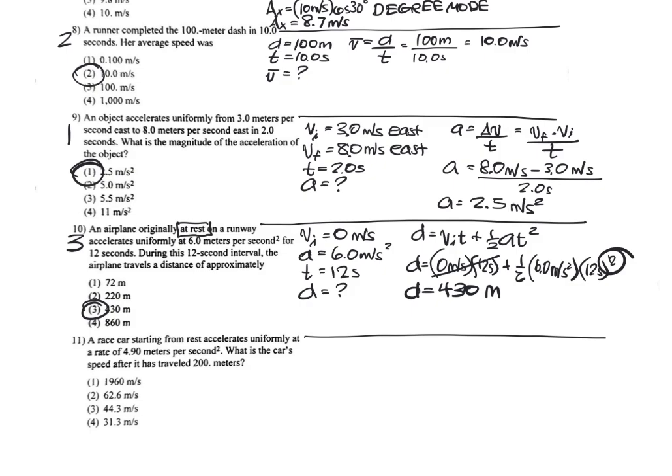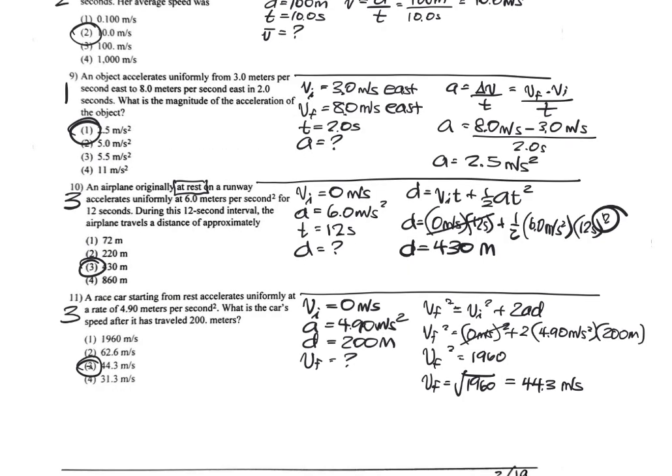So that's choice 3. 11, we have another start from rest, so v initial is 0. It accelerates at 4.9 meters per second squared over 200 meters, and we're solving for v f. So we have v f squared is v i squared plus 2ad, another formula from page 6 of the reference tables. And the answer is not 1960. Don't forget to square root. It's v f squared. So that's 44.3 meters per second, choice 3.